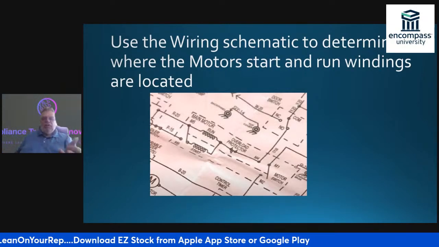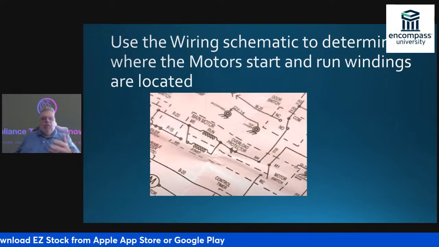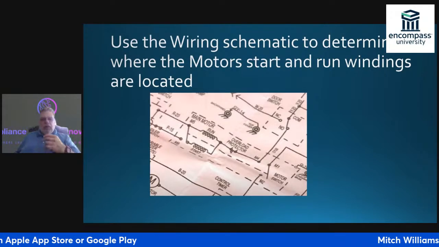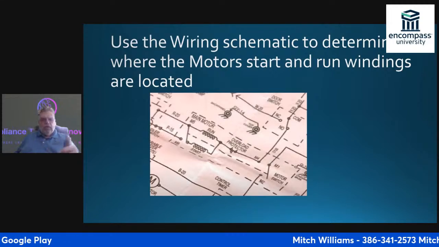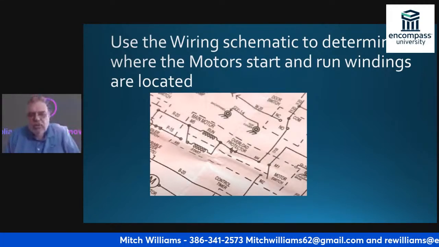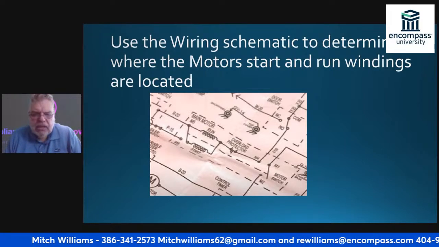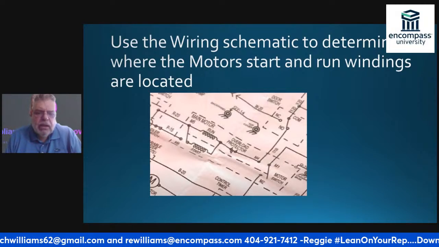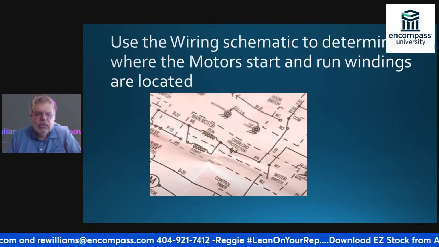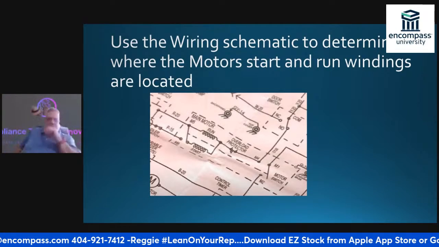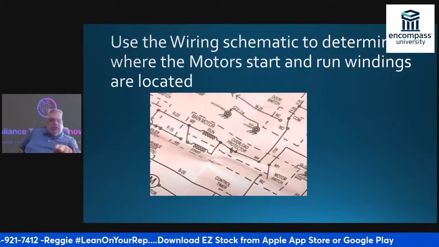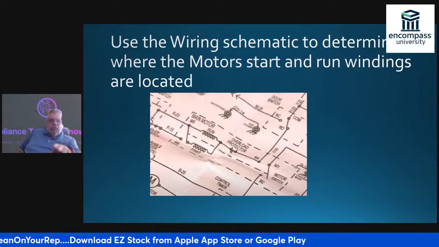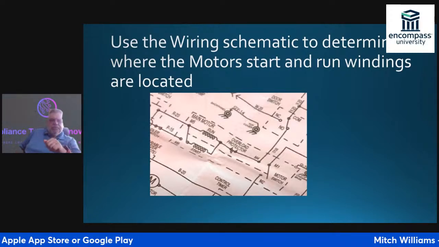I'm going to pull out my wiring schematic. I'm going to determine where the motor start and run windings are and where they go through the switch. Okay. If you look right here, there's an overload. The overload is coming in to the run winding and the start winding, and then of course the switch starts in the start mode. From there, it will drop down and move to the run mode.